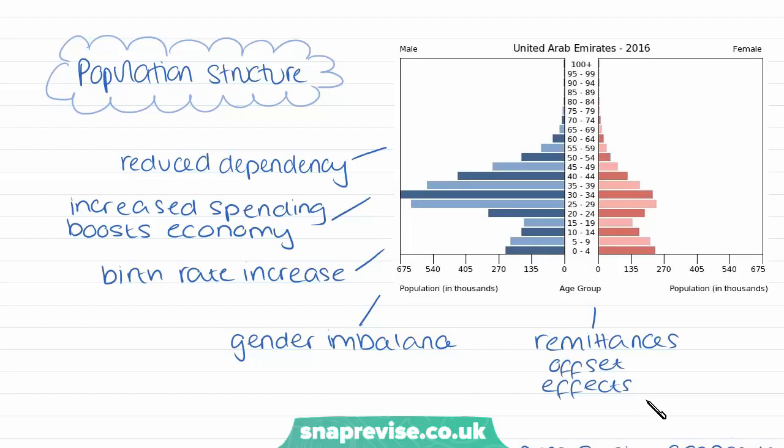However, the economy might not benefit as much as we think from this influx of young male workers, because they might be sending money home to their home country, which might offset the effects of the economic boom of having this disproportionately large number of young male workers migrating into the United Arab Emirates.